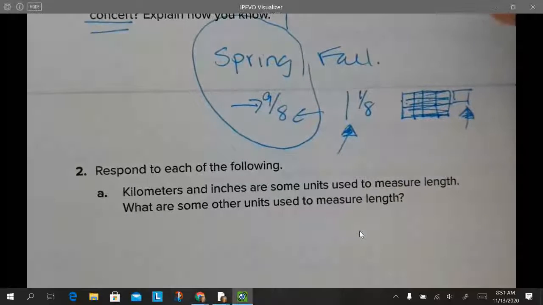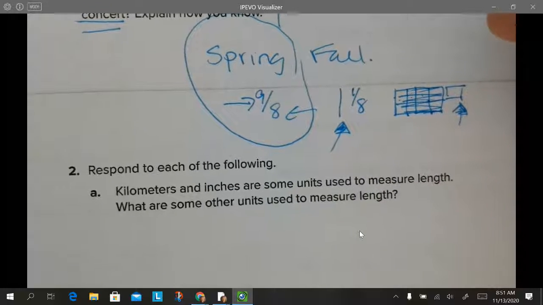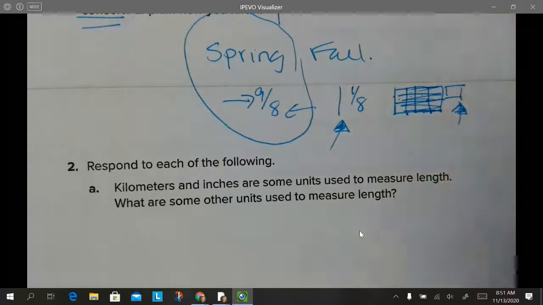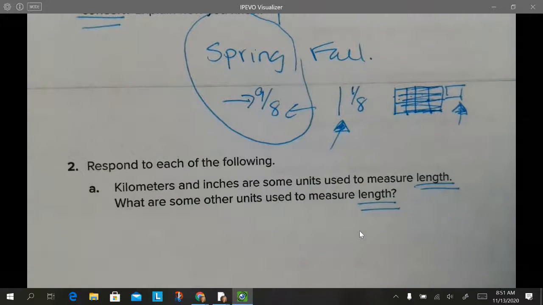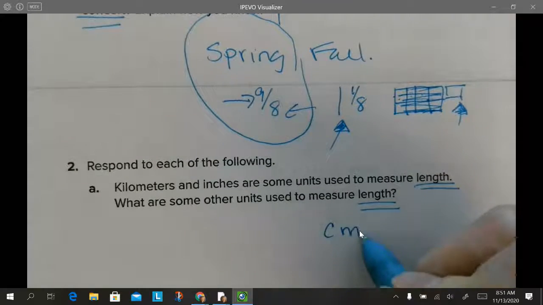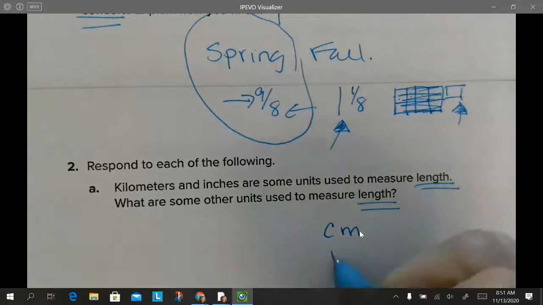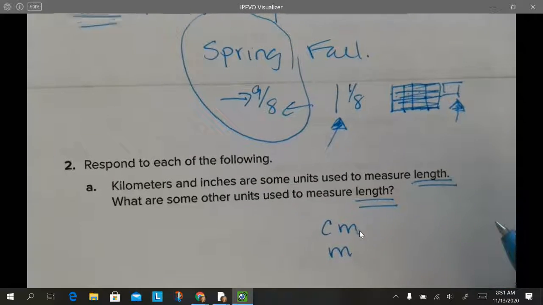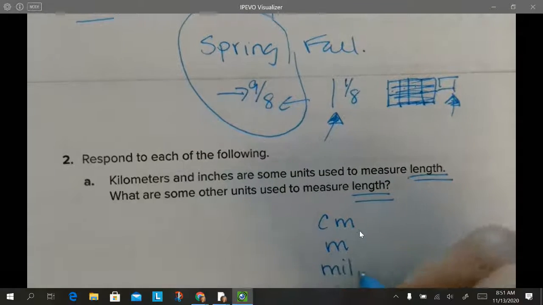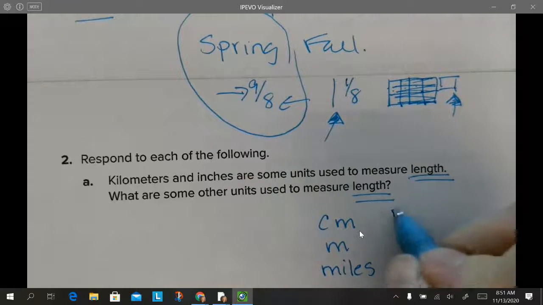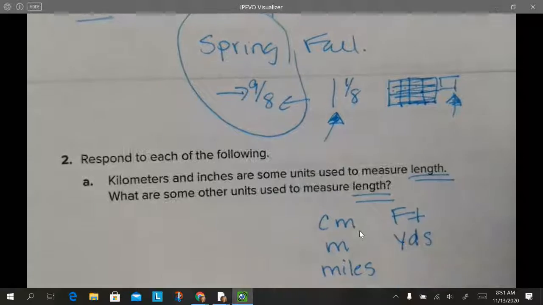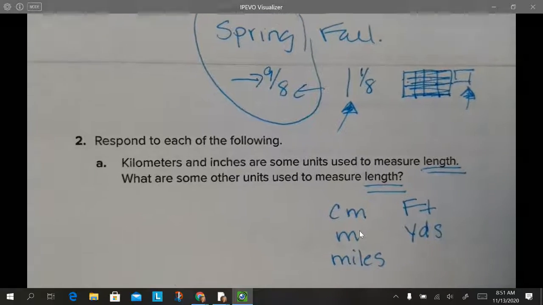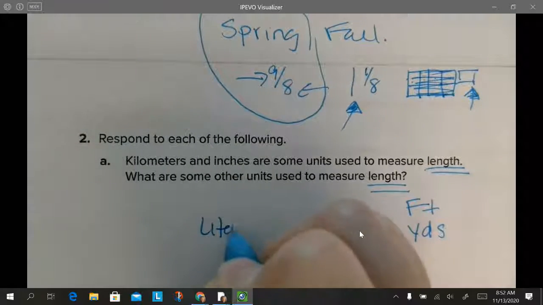All right, number 2. Number 2 says respond to each of the following. Kilometers and inches are some units to measure length. Okay, what are some other units to measure length? Okay, so for length, you could use centimeters, you could use meters, you could use miles, you could use feet, you could use yards.